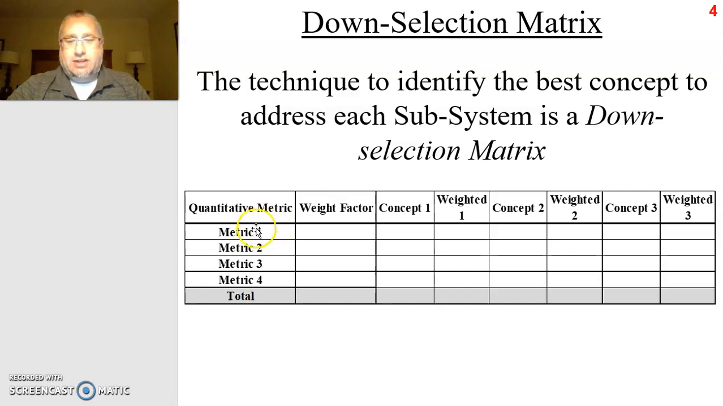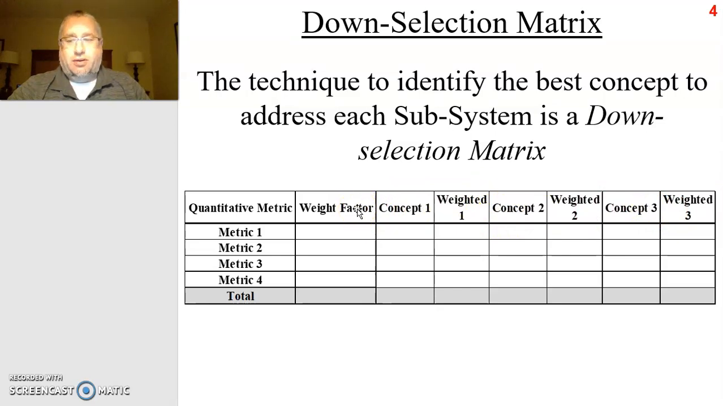So you can see here in this column is a list of quantitative metrics. Remember, you took your customer needs and you quantified them. So each one of these metrics, 1, 2, 3, and 4, is a quantified version of a customer need, and these are assigned to a particular subsystem. Each matrix represents a single subsystem in your overall design process. Listed along the top are the concepts: concept 1, concept 2, concept 3, and so forth.